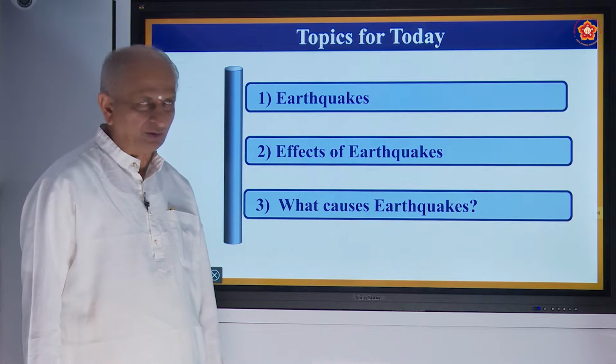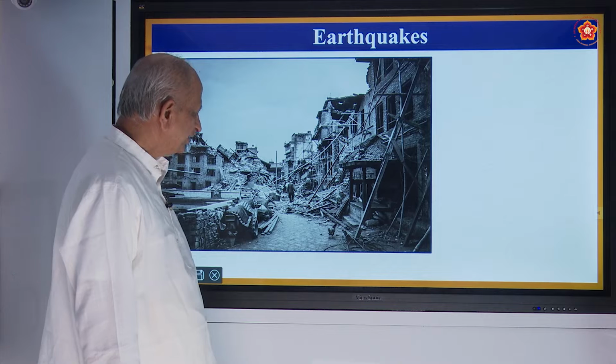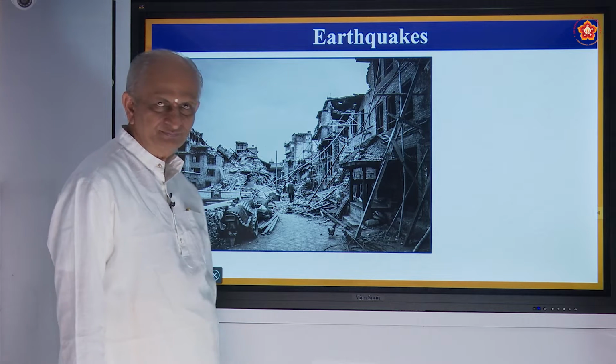Shall we see one photo? So now we will see a photo of an earthquake that took place in Nepal.